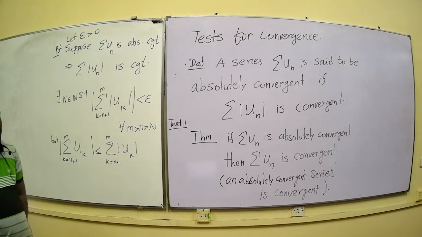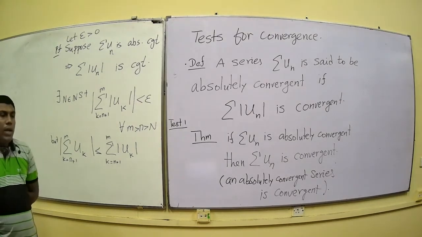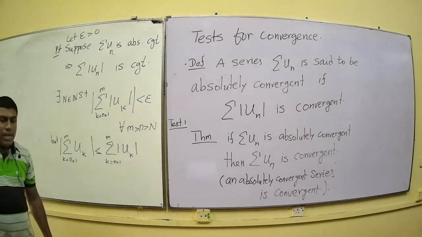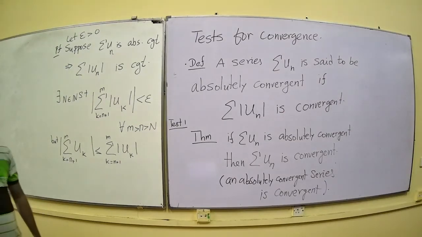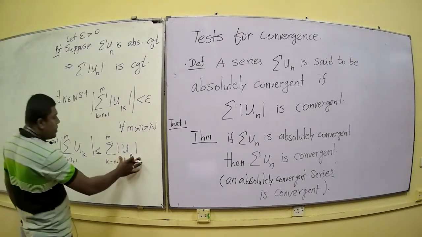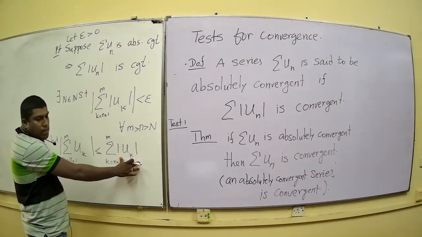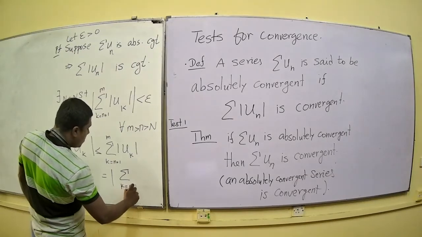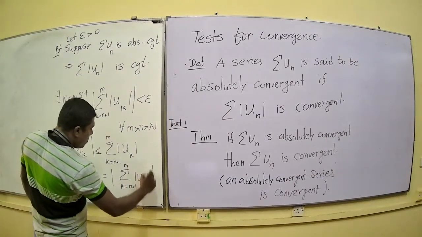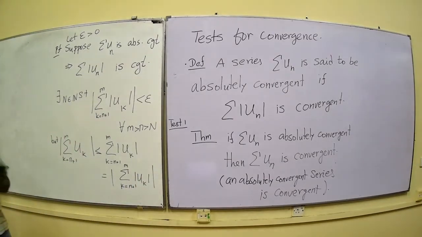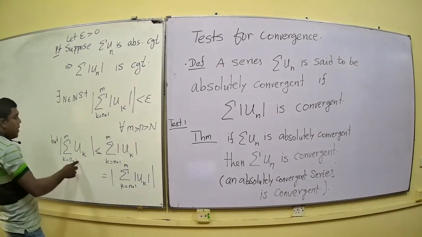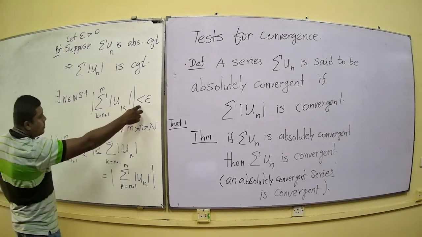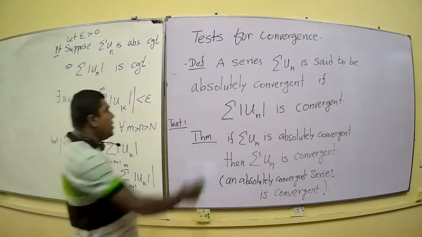A, B, C, D, E, F. So the absolute value of A1 plus A2 plus A3 plus A4 is less than or equal to the absolute value of A1 plus the absolute value of A2 plus A3 plus A4 and so on. That argument is what we are using here. This is already positive when you put the absolute value. You're taking the summation, so even if you put an absolute value outside, it does not make any difference, because the terms are already positive. So now this is bigger or equal to this, but this is less than epsilon, so eventually this is less than epsilon. You can easily see that.